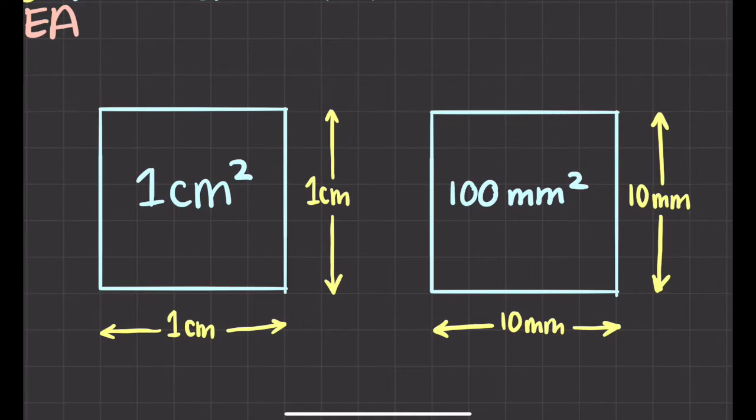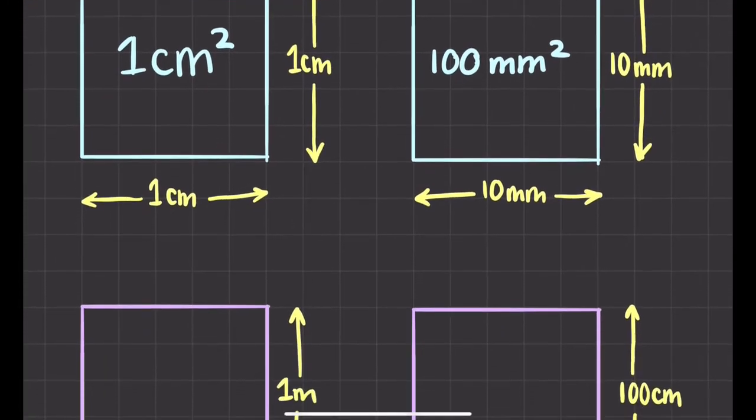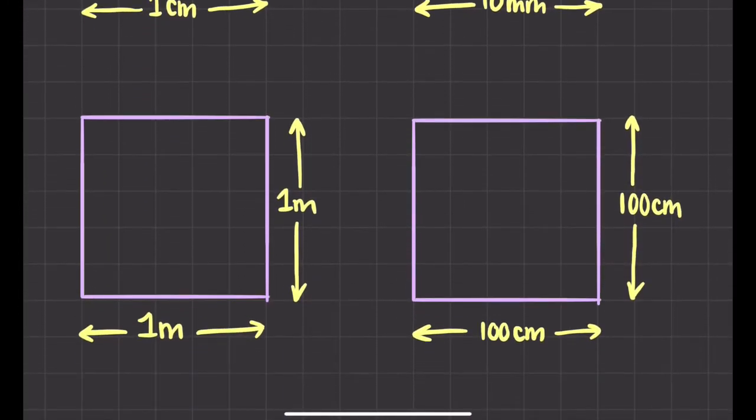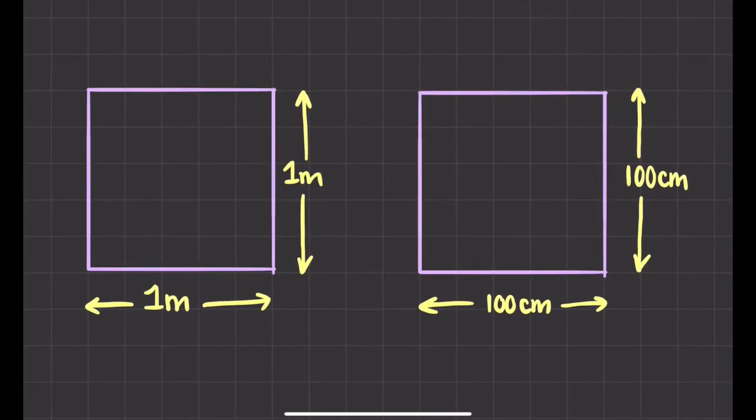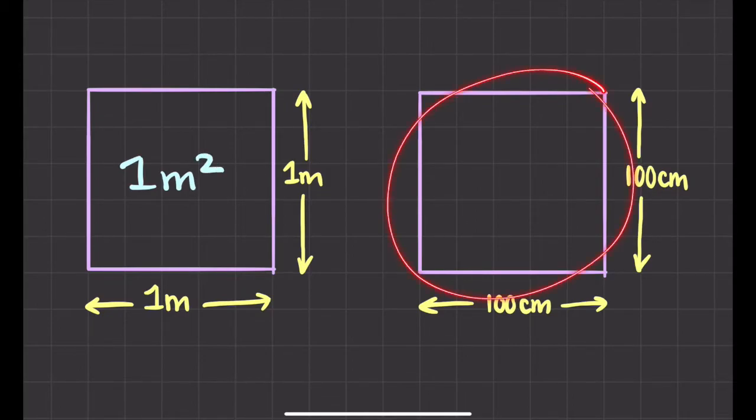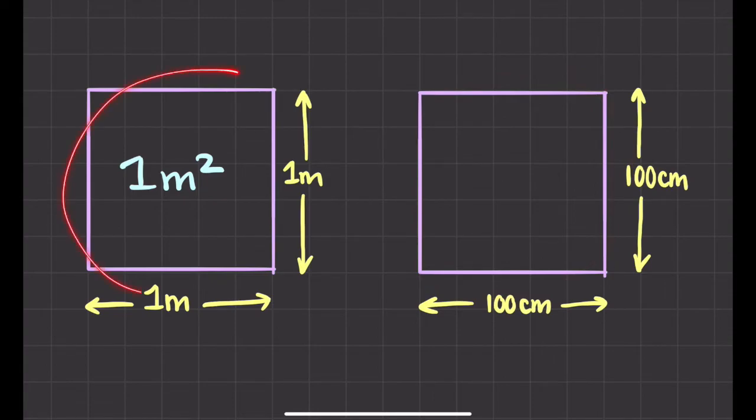Now we can apply the same idea to centimeters and meters. So here I've got another couple of squares. This time I've got a 1 by 1 meter, so a lot bigger. 1 by 1 meter, well, 1 times 1 is 1 meter squared. And I've got another square next to it, which is again exactly the same size as the first one. So this one is 100 by 100 centimeters. Okay, 100 centimeters is the same as a meter, isn't it?